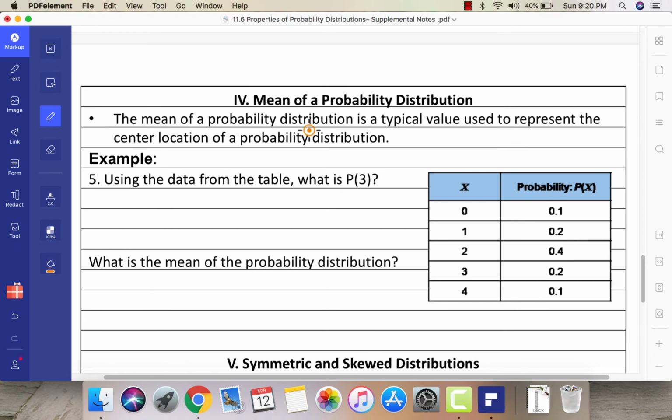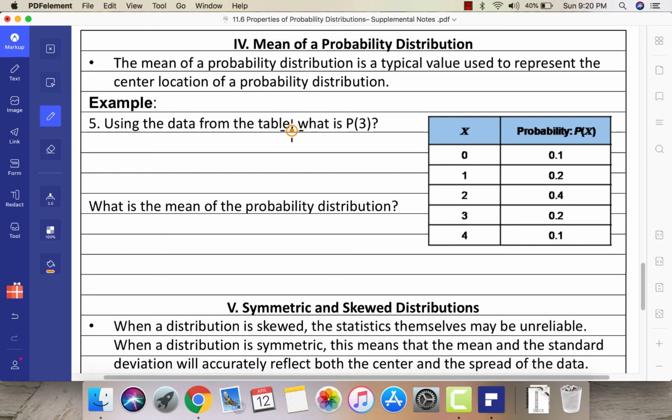Mean of probability distribution. The mean of a probability distribution is typically a value used to represent the center location of a probability distribution. All right, use the data table. What is P of 3? All right, so we're going to look at what our P of 3 is. Well, that's 0.2. So we're just looking at the data there. Okay, what is the mean of the probability distribution? That's going to be our halfway point, so the middle of our data. This is evenly distributed, so that's going to be 2.